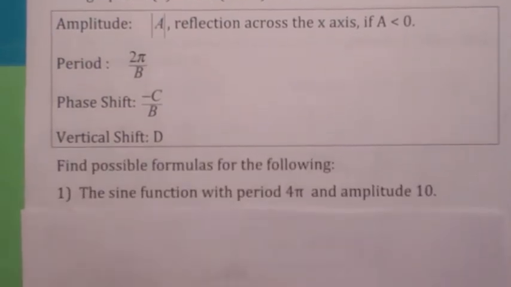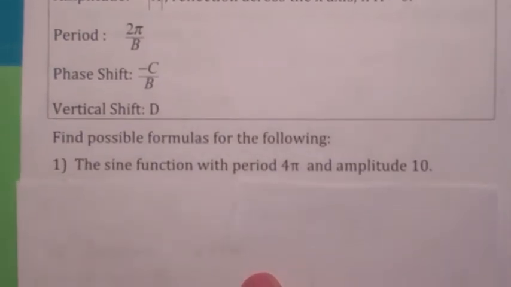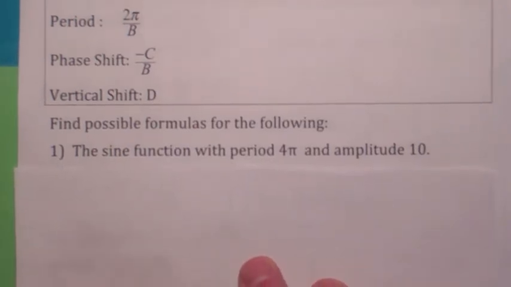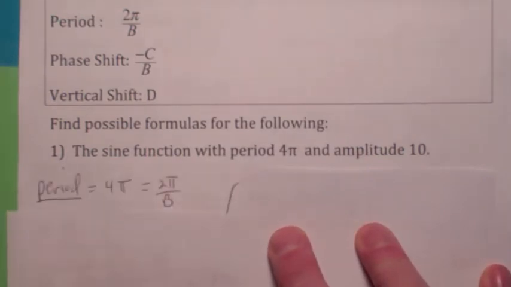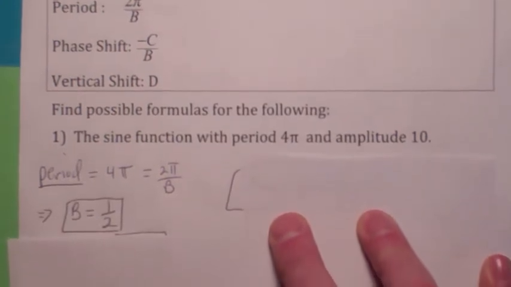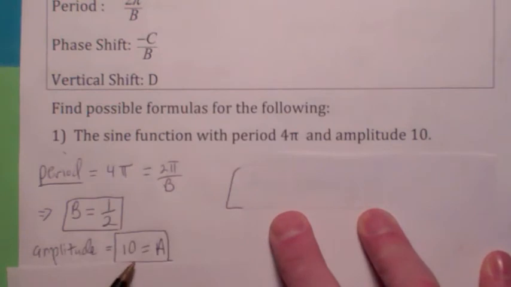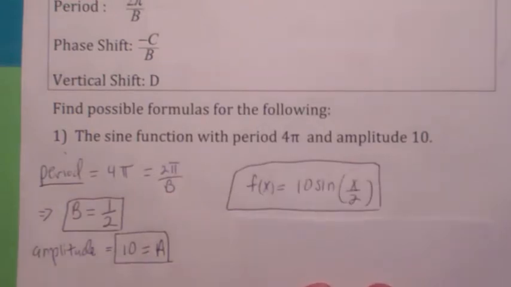Okay, here we go. Let's suppose you want to find a formula for a sine function, period 4 pi, amplitude 10. That's not too bad. There's no phase shift or anything else. It's just period 4 pi and amplitude 10. So if you start off with the period, 4 pi is 2 pi over b, so that enables you to find b. b is 1/2. And then the amplitude is the absolute value of a, but there's no reflection, so a is just 10. There's your answer, 10 sine of x over 2.